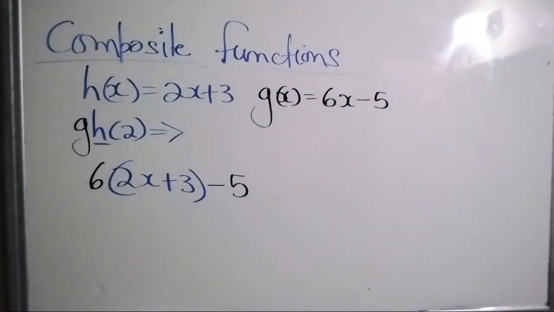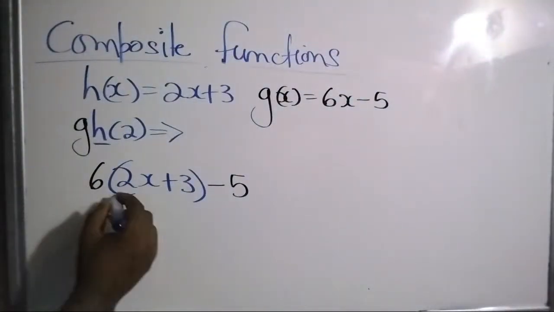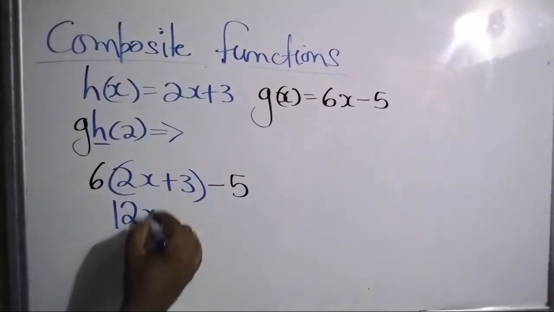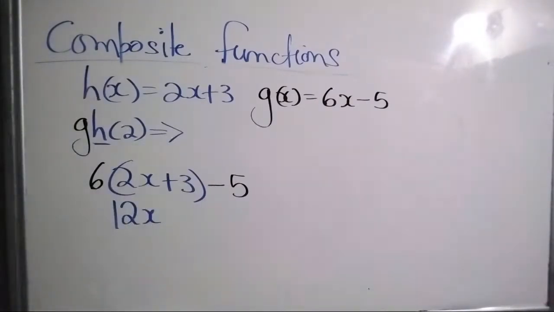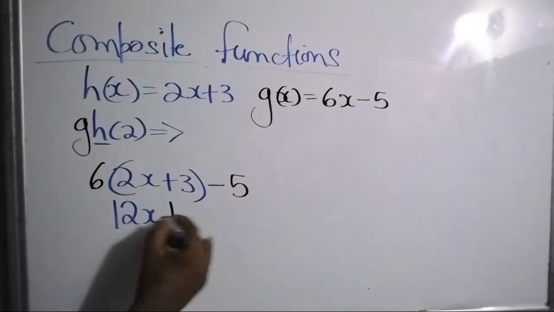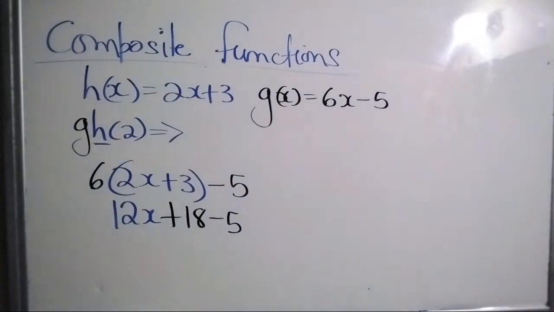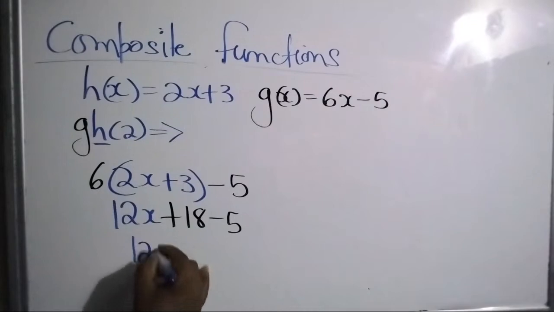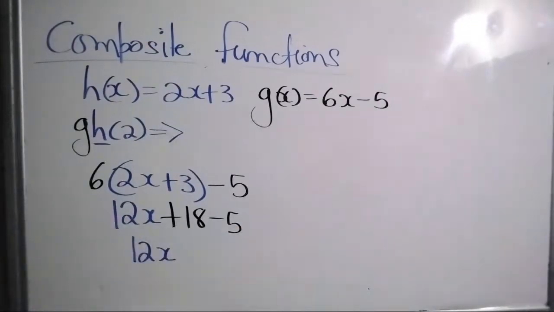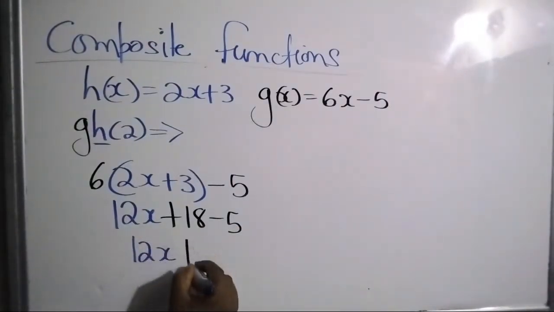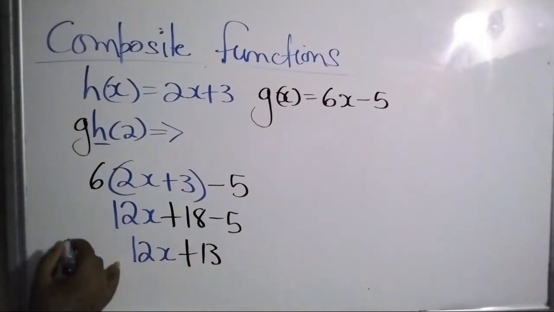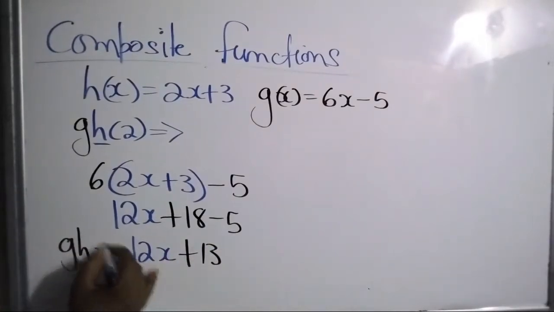Alright. So we have 6 times 2, that is 12x. Now we're going to multiply 6 times 3, that's 18. A common error is that students sometimes just put back the plus 3. No! Do not do that in the test Thursday. Alright? So we have 12x, 18 minus 5, that will give us 13. But we are not finished yet. What we have found here is GH of x.